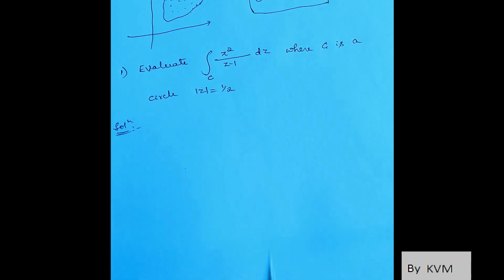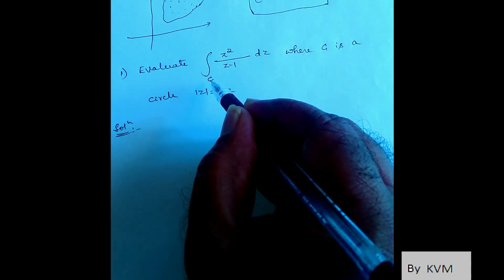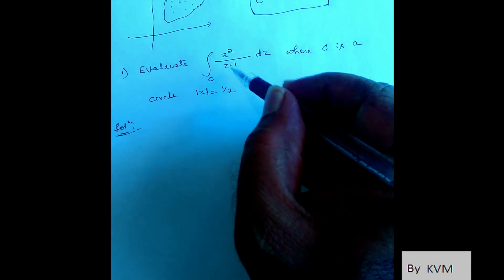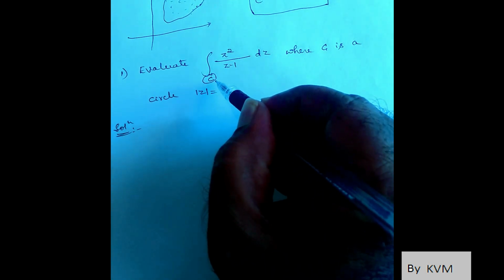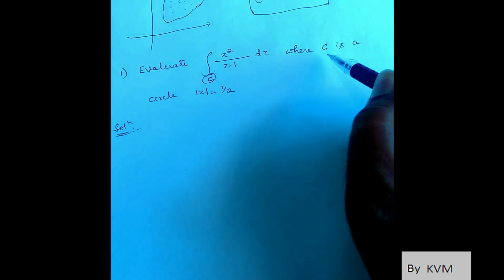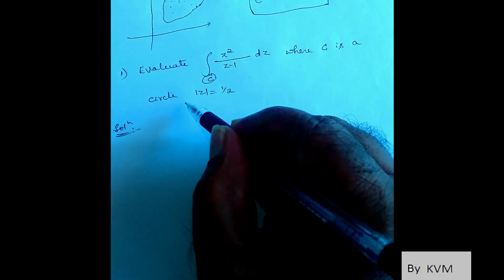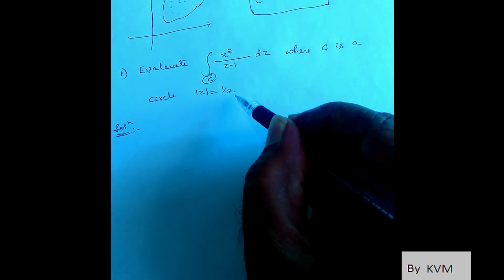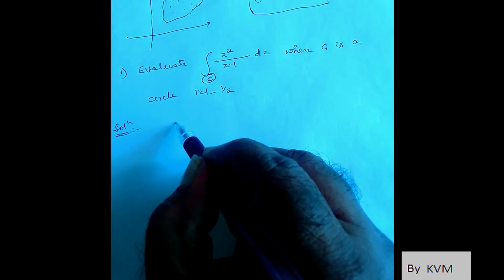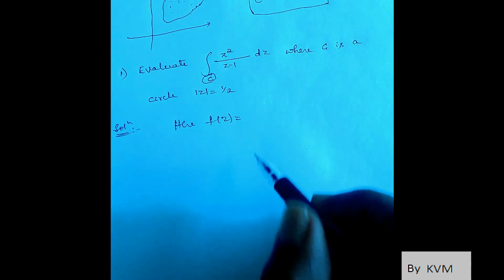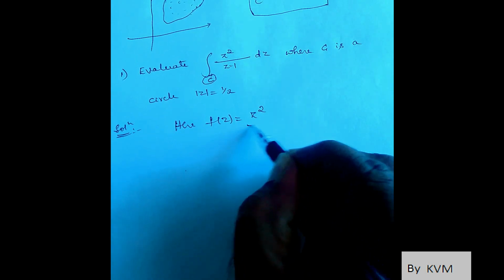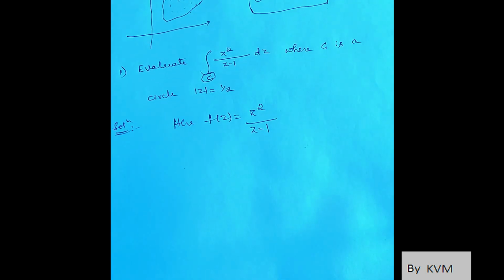Here you have to observe that we have to find the value of this integral along the closed curve C. But what is the closed curve C here? The closed curve C is the circle mod z equals 1 by 2. The given function f of z is z square by z minus 1.